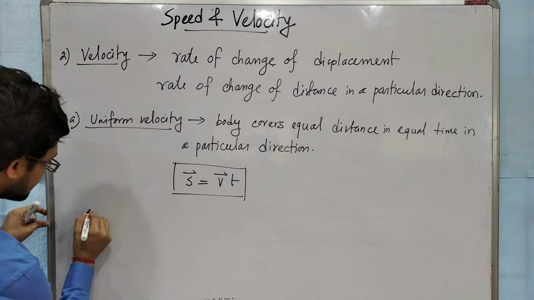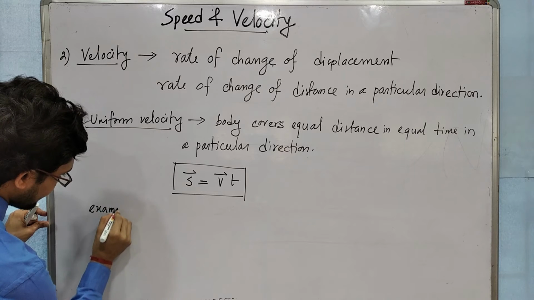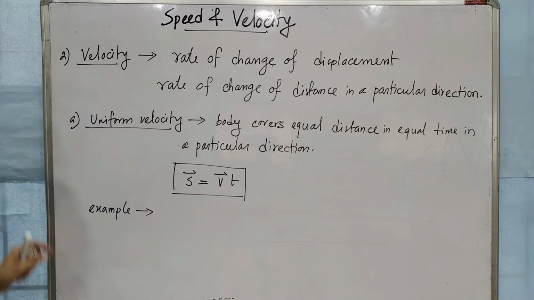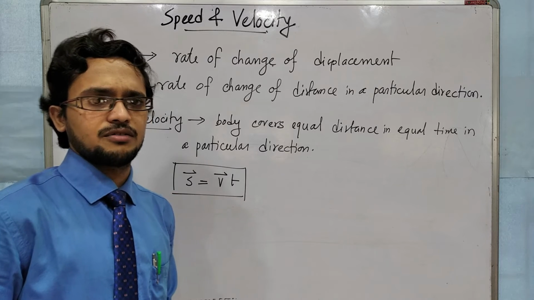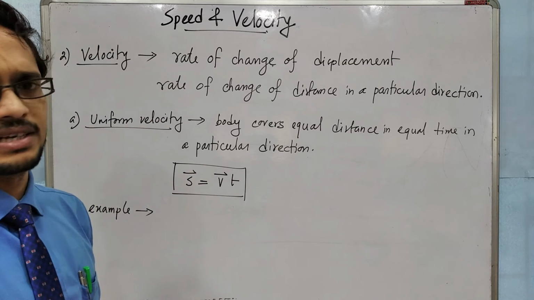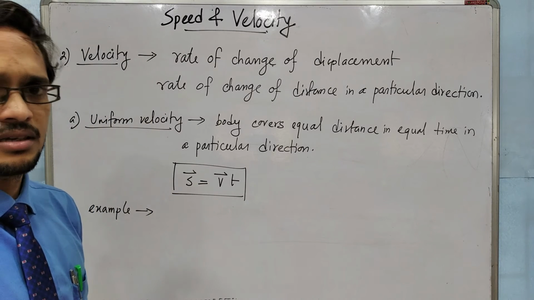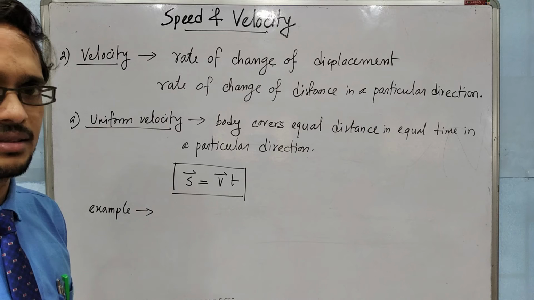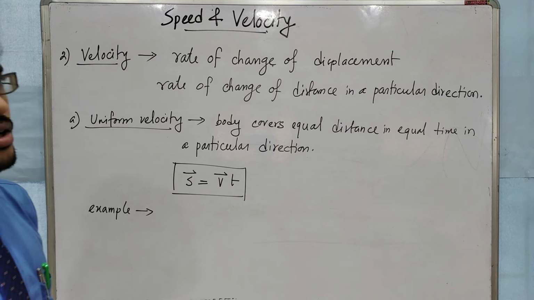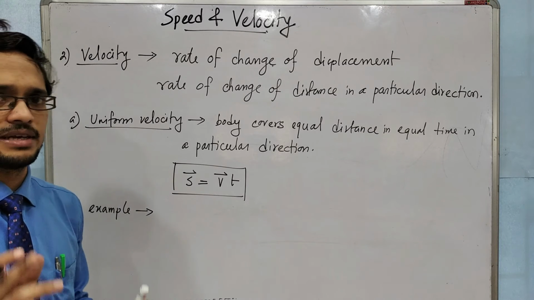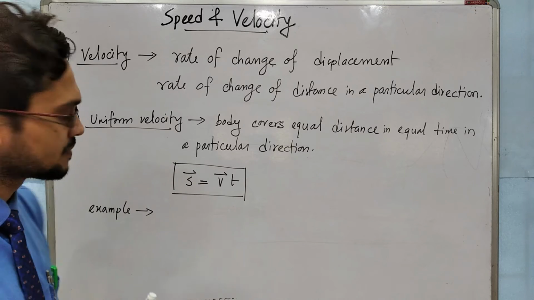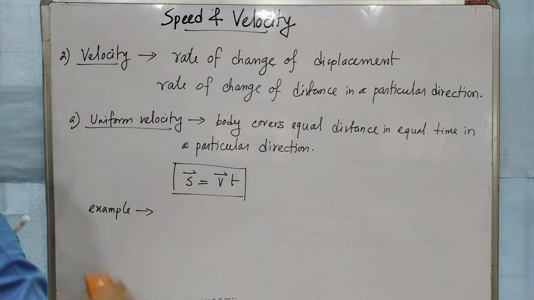And example, you can write motion of a train at a particular speed in a particular direction. Or you can tell motion of an object in a particular direction on a frictionless surface. So these are the examples.